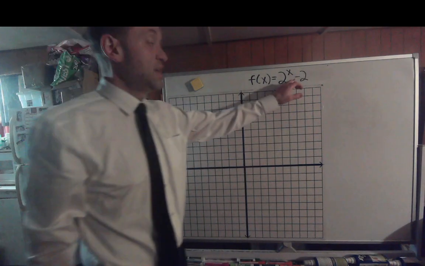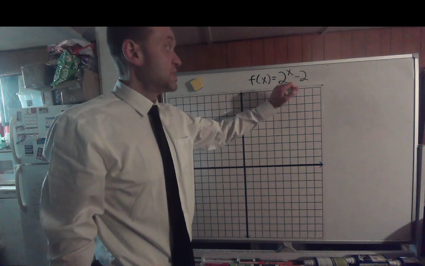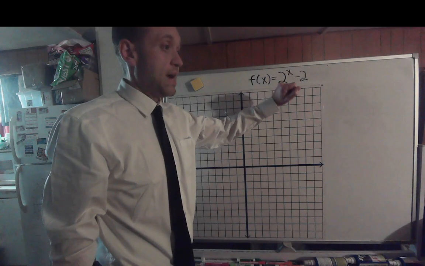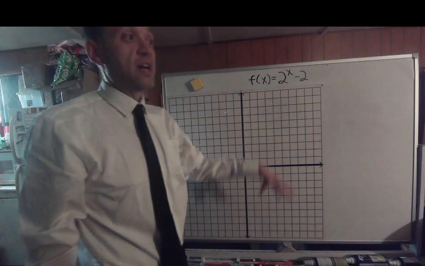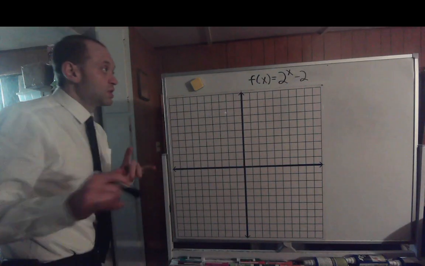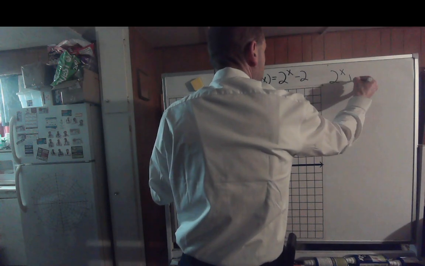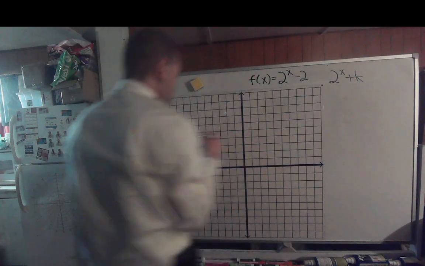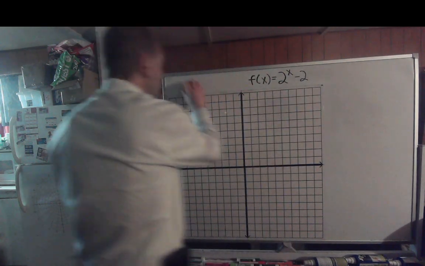Now I have 2 to the x minus 2. So that minus 2 beside your exponential term denotes a vertical shift up or down that many units. So the general form would end up being 2 to the x plus k, of course. That plus k denotes a vertical change either up or down. Since it's minus, we'll be going down 2 units.